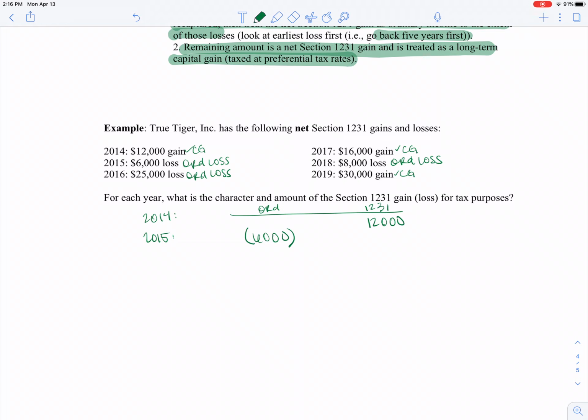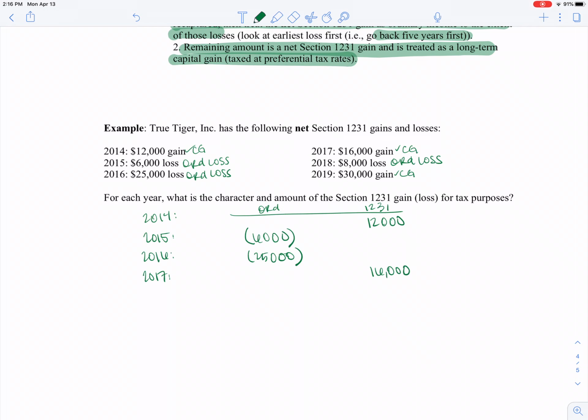In 2016, I have the same situation happen again. I have a $25,000 loss. I would have offset it against my ordinary income, which would be good for me, and I would go on my merry way. Now 2017 happens, and in 2017, I have a net 1231 gain of $16,000.